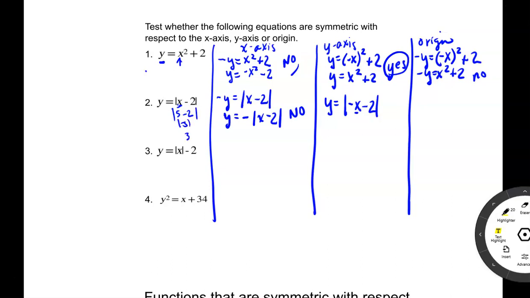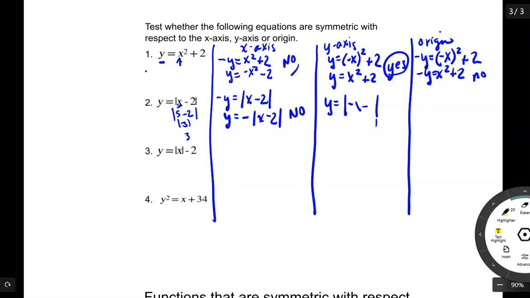That's the absolute value of 3, or just 3. Plug it in here, negative 5 minus 2. That's going to be the absolute value of negative 7, which is 7. So clearly it doesn't work. Now that doesn't mean that if that had worked, it is definitely true. I just used an example. If for one example it's not true, then it's not true.